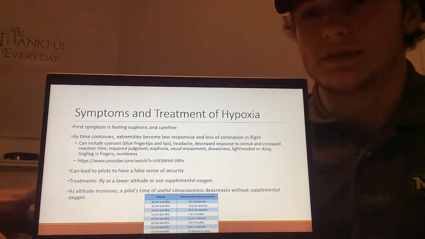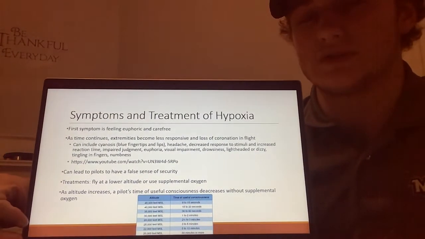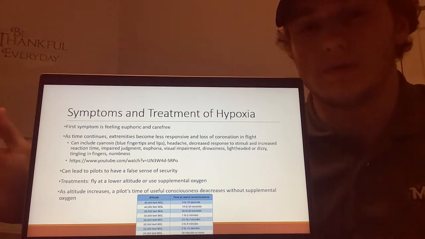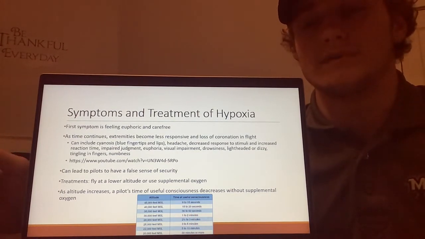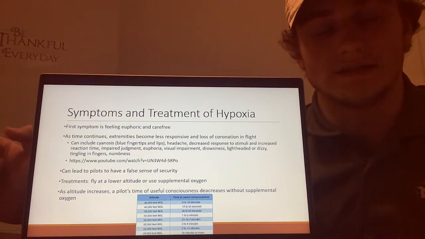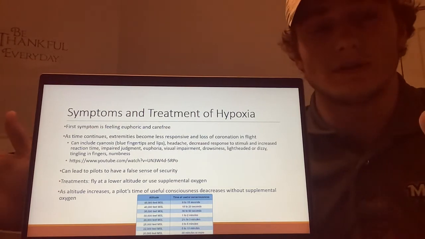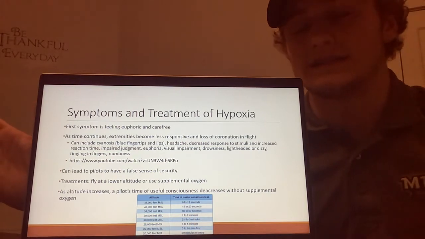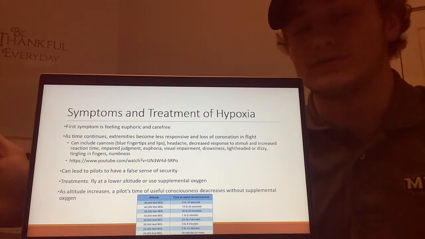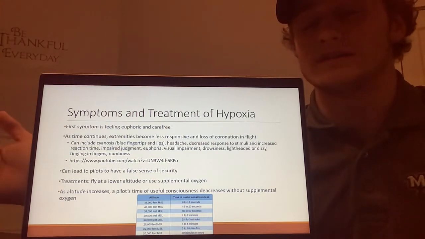Some symptoms and treatment of hypoxia. The first type of symptom that every pilot will experience is the feeling of euphoria and being carefree. Once oxygen starvation occurs, that's what most pilots will feel. They'll feel everything is fine, everything is just cruising along. However, they're losing situational awareness.